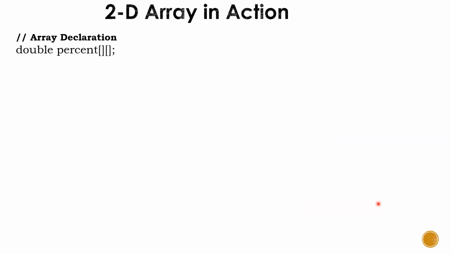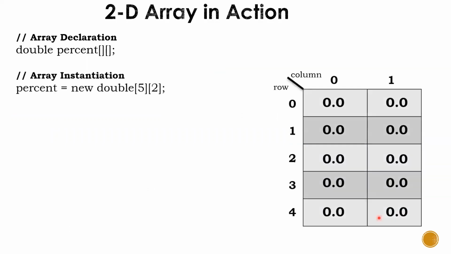This is the declaration of the array. Once you instantiate an array, you can visualize a structure like this, which will have rows, columns and value blocks. In this case, we created an array of 5 rows and 2 columns. That's why you can see here the index is starting from 0 to 4 and there are 2 columns. The value blocks got initialized with a default value as per the default behavior of Java.